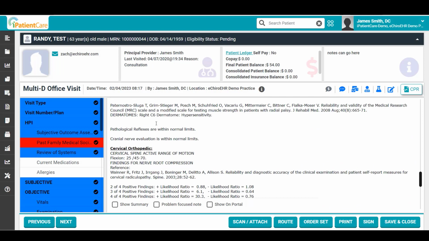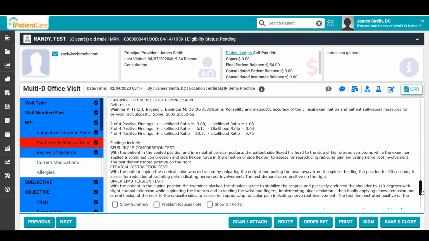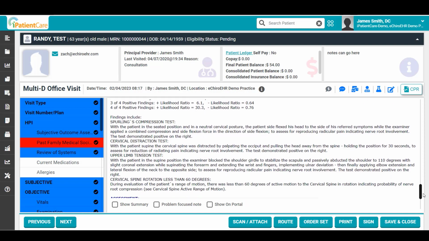We have our range of motion that we've noted. And of course, we did not complete that section. But if we take a look at the findings for nerve root compression, you'll see that it's referenced in the literature with the likelihood ratios with 2 of 4 positive findings, 3 of 4, and 4 of 4. And with the higher likelihood ratios, the reliability and accuracy of determining if there are significant findings for nerve root compression become quite apparent. And so we have the likelihood ratios in addition to what those positive findings were.